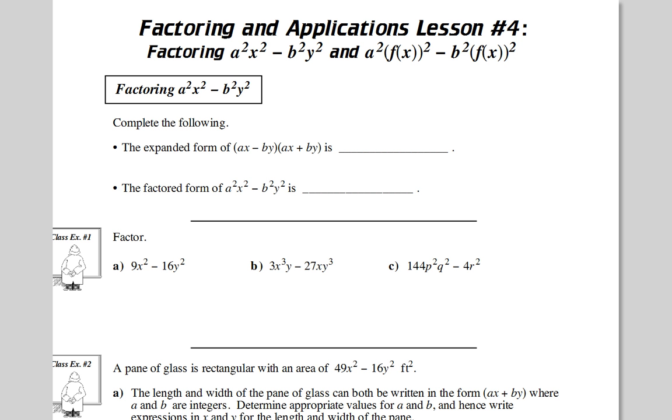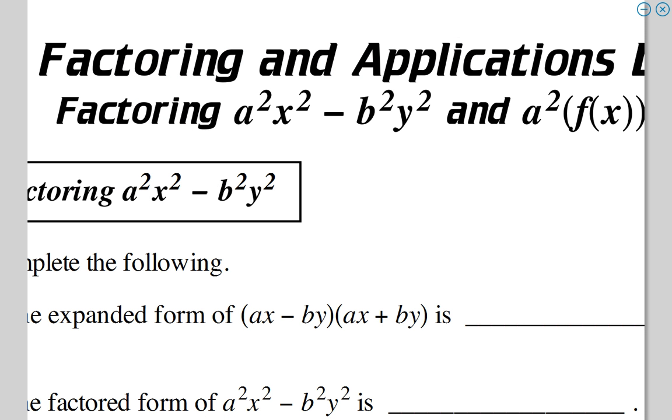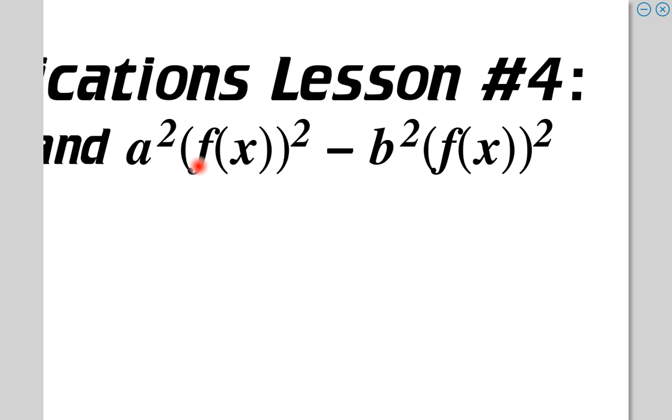Factoring in applications lesson 4. We're going to be factoring, looks like, difference of squares. These ones here you've seen already. These ones here just mean that the coefficient's going to be a square. And these ones here is where you would want to make a substitution.